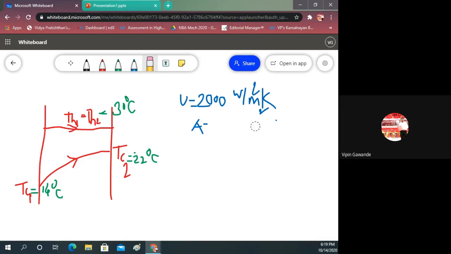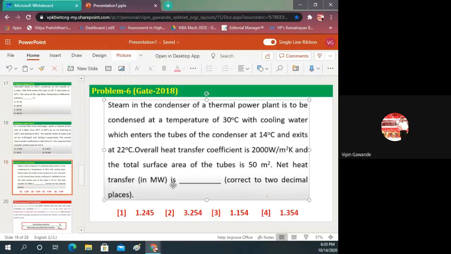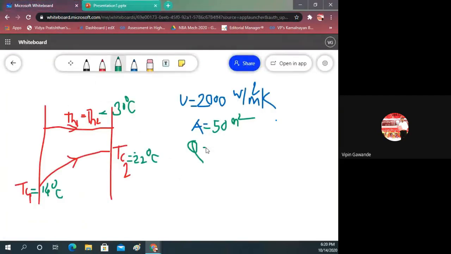So this is... area is given, 50 meter square. Okay, so area is given. Now net heat transfer in megawatt. Okay, we have to calculate it in megawatt. Net heat transfer means what? It is Q value. Okay, so how will we calculate this value?